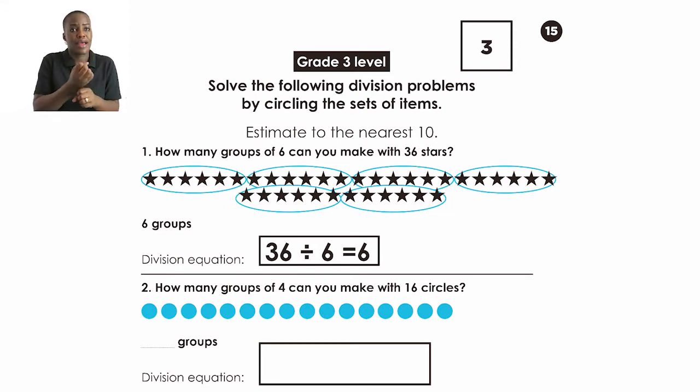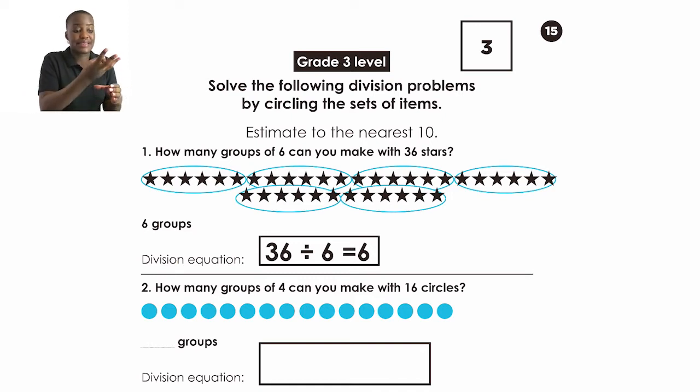After grouping all the stars, it is now time to count the groups themselves. You can also see and count by yourselves how many groups there are. The answer is on the left side. There are 6 groups. So in each group there are 6 stars.